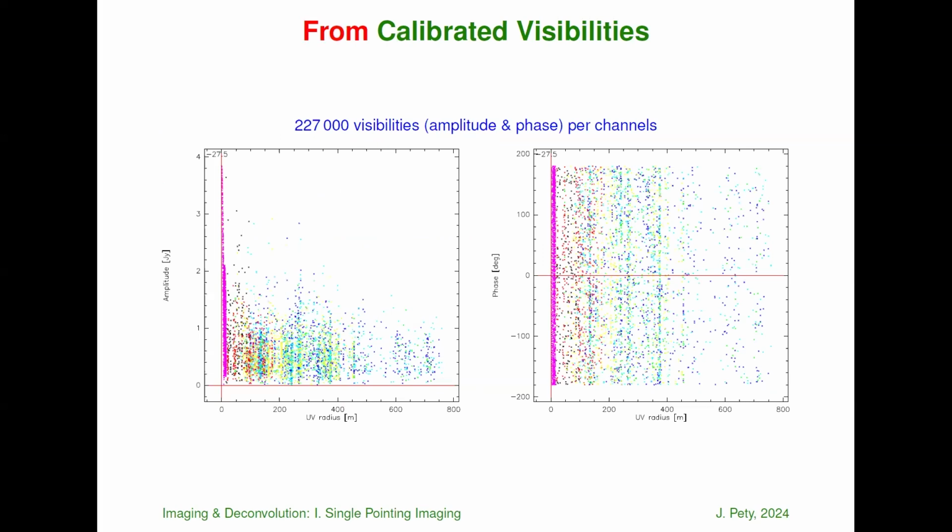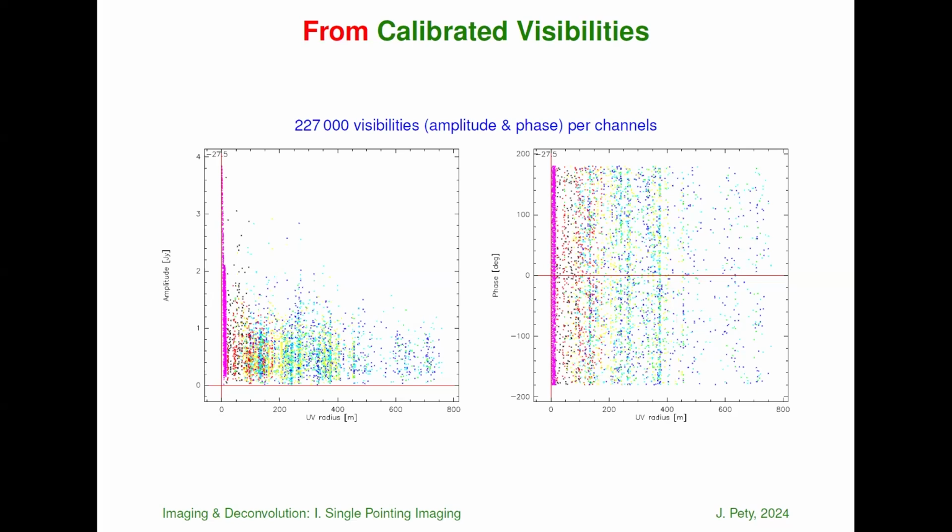So okay, let's assume that you had a proposal that is accepted, that has been observed at NOEMA, and you're invited here to spend 1 week to reduce it, and you end up with visibilities that have been calibrated. So this is one example where I'm showing the amplitude as a function of the UV distance and the phase as a function of UV distance for one channel of this data set, approximately 220,000 visibilities.